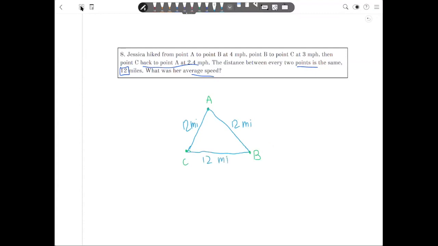So then we know that Jessica goes from A to B at 4 miles per hour, B to C at 3 miles per hour, and C to A at 2.4 miles per hour. And let's find the average speed. So what is the formula for average speed? Total distance over total time. So what is the total distance? Does anyone know what the total distance is in this problem?